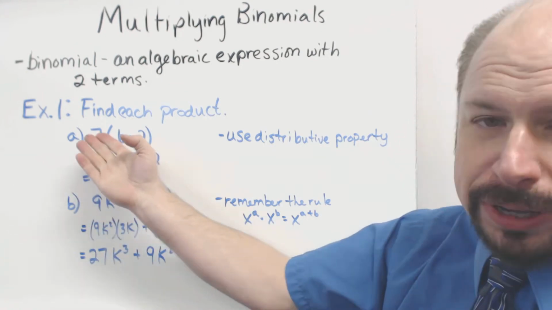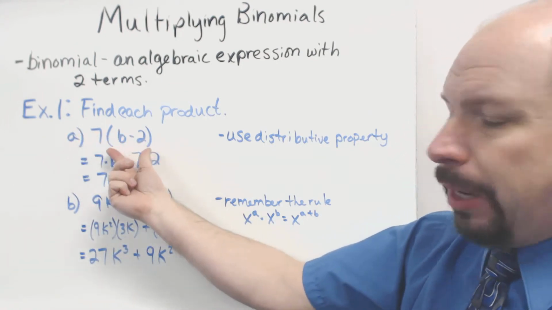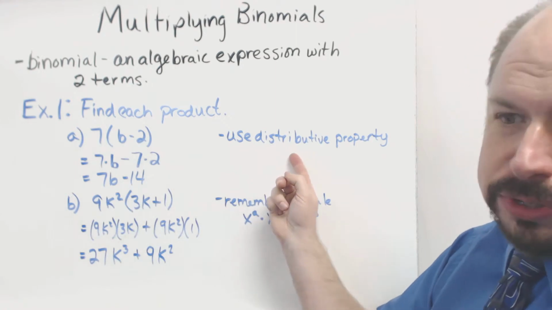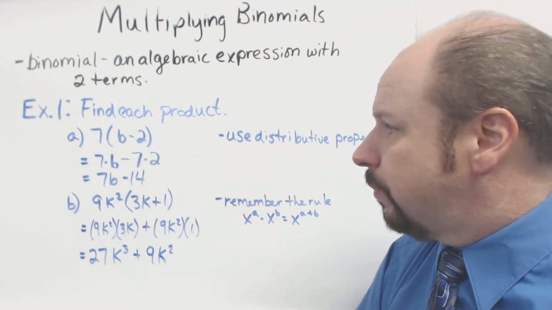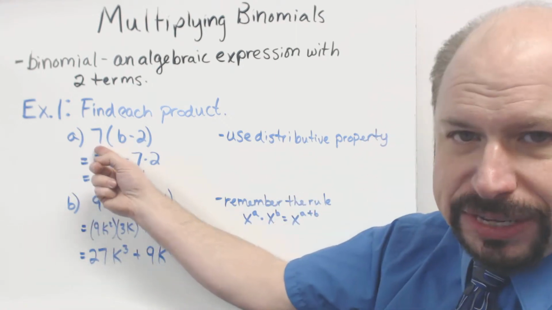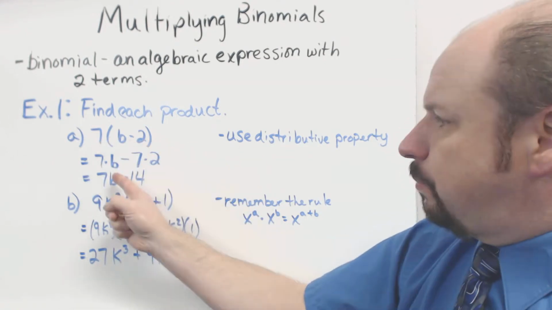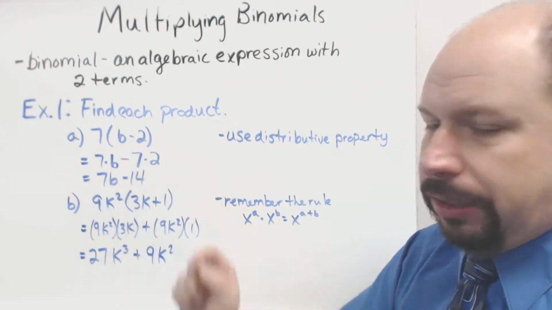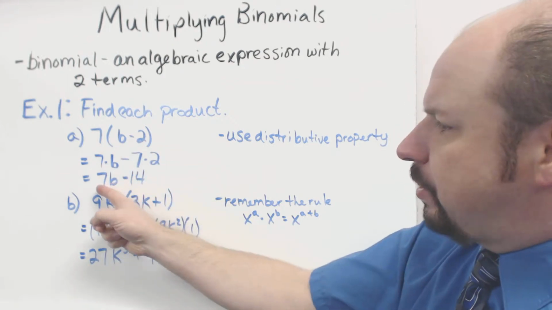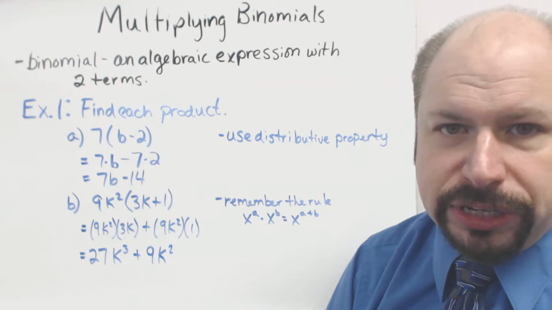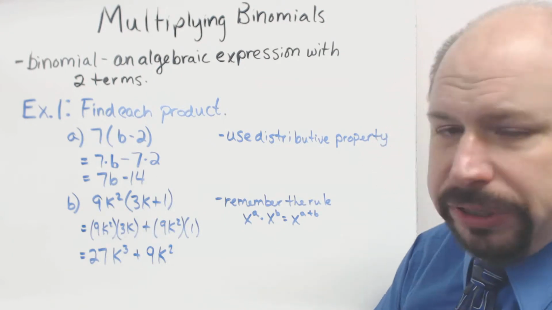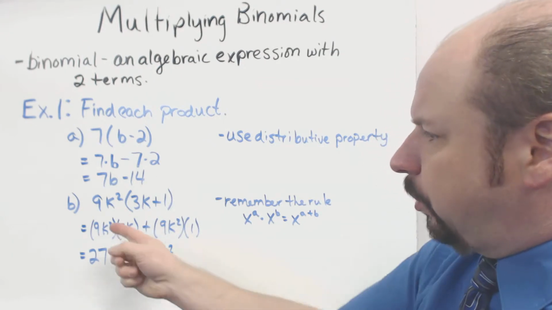So remember, if we're multiplying a monomial by a binomial, all we're going to do is use the distributive property. So when we do that, we're going to take the 7 and multiply by everything inside the parentheses. So 7 times b and 7 times -2, and so we get 7b minus 14. Okay, I know we've already done that, so it should be an easy problem to do.